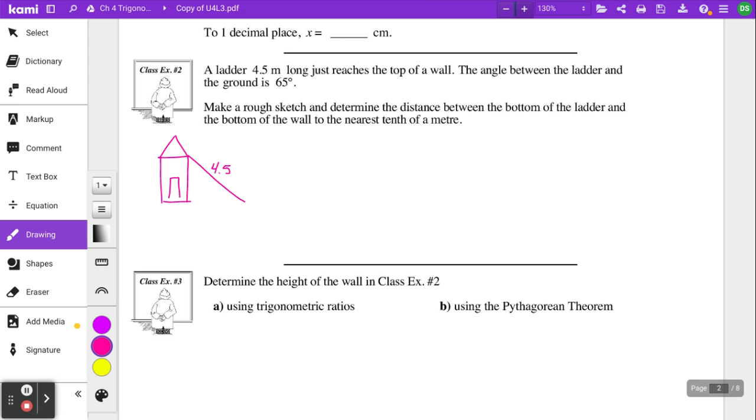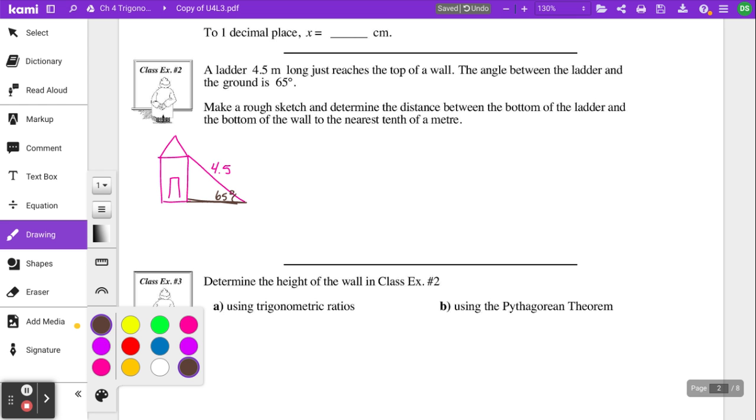Is that going to come to my house? Okay. The angle between the ladder and the ground. Now, some people forget where the ground is. Like, the ground is not difficult. We know where the ground is. There it is. Between the ladder and the ground is 65 degrees.